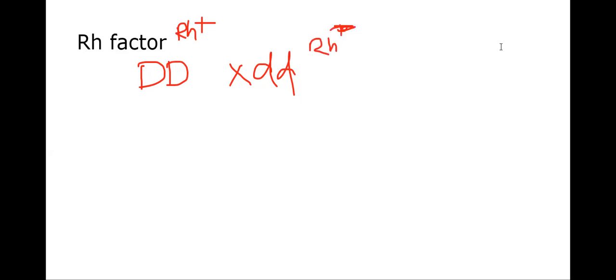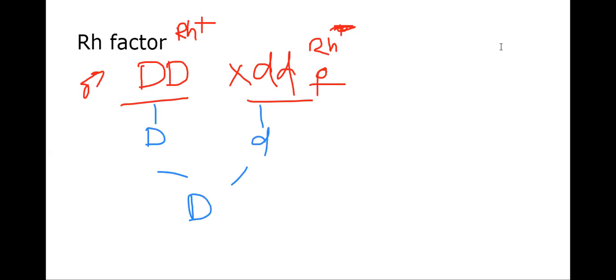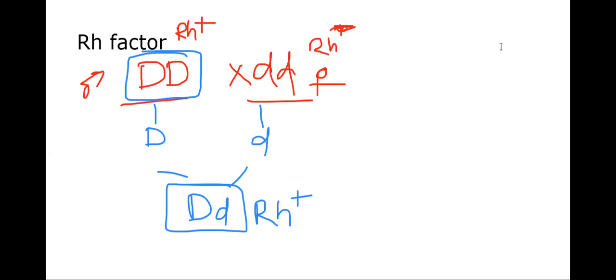So Rh positive male or female, no matter, because it is autosomal inheritance. Rh positive father, Rh negative mother. So what can you expect here? Taking the gametes, what can we expect? The baby with Rh positive or Rh negative? So the baby is Rh positive. That means we need to understand the dominant one. Capital D is the dominant one.